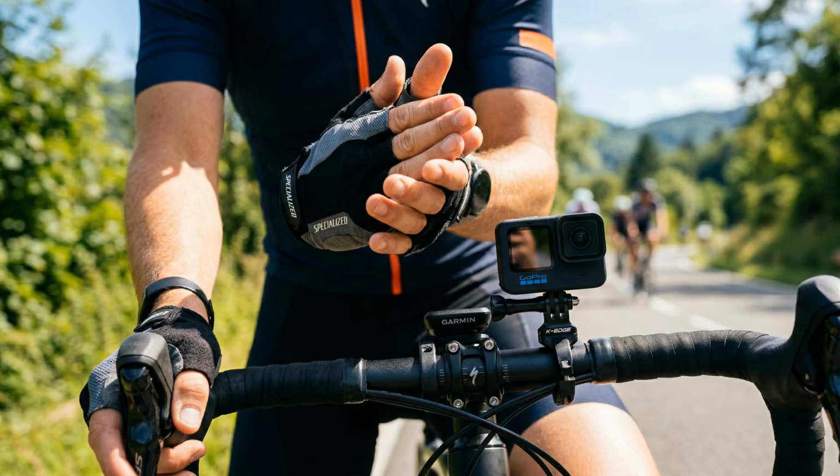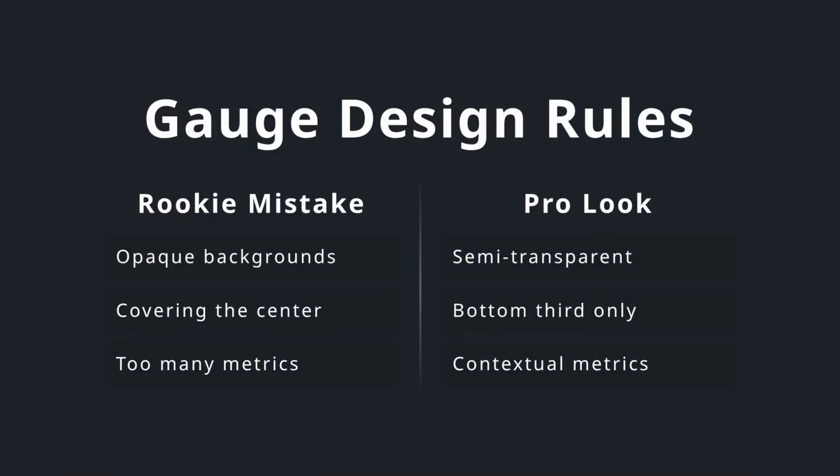This is where beginners get frustrated: syncing the data. The easiest trick: physically clap in front of the lens exactly when you press start on your bike computer. If you forget to clap, manually align a known event, like hitting a steep gradient.